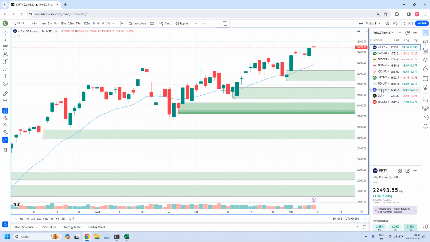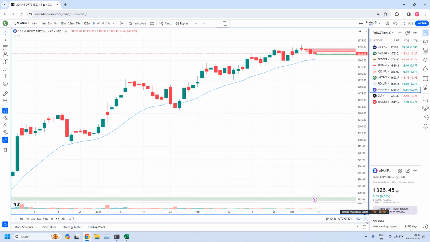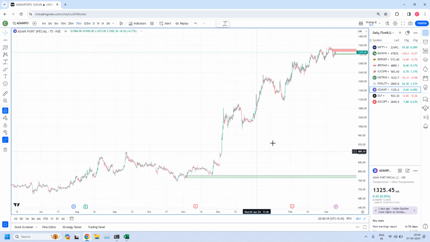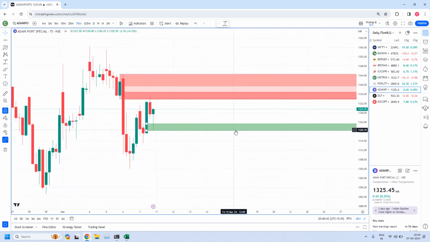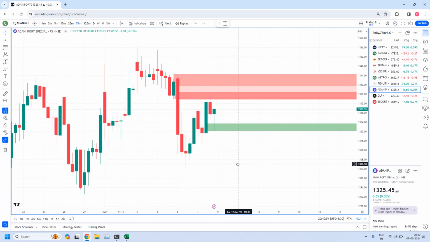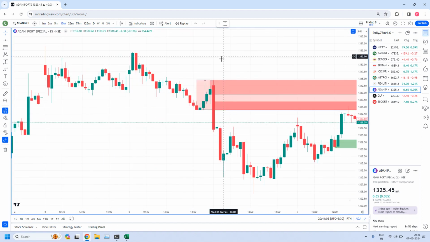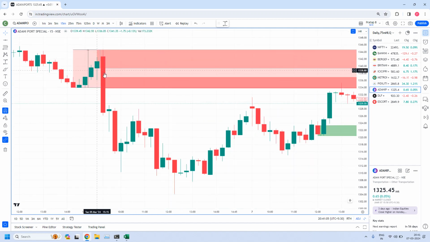The first one is ADANIPORTS. It is a 75 minutes high liquidity zone. So let us get into the 75 minutes time frame. So here we have a base drop. This is the 75 minute zone suggested by our software. And this 75 minutes we fine tune to 15 minutes. Within this 15 minutes, we have a small leg candle. Consider leg in, base and drop. This is a 15 minute zone.